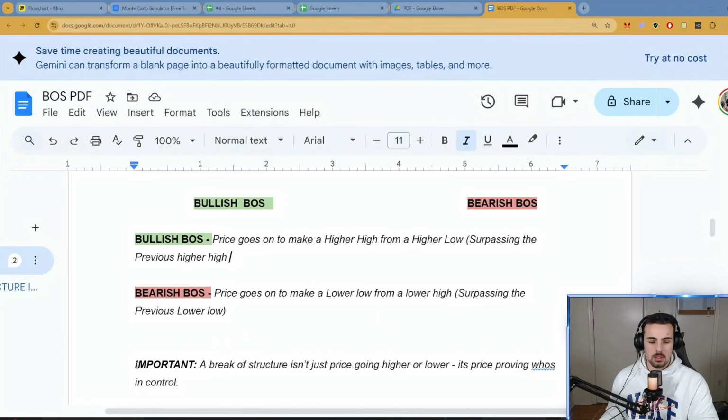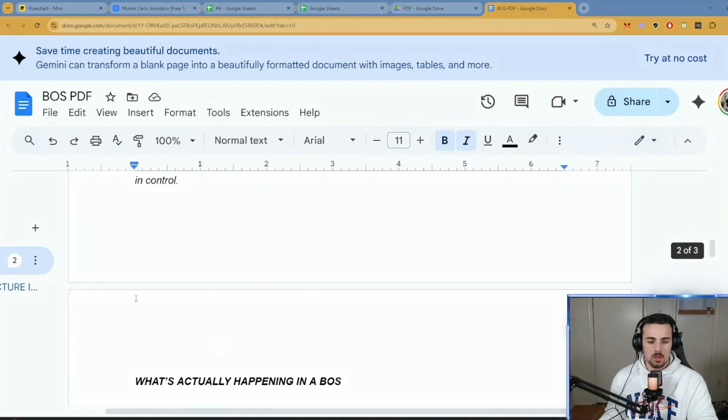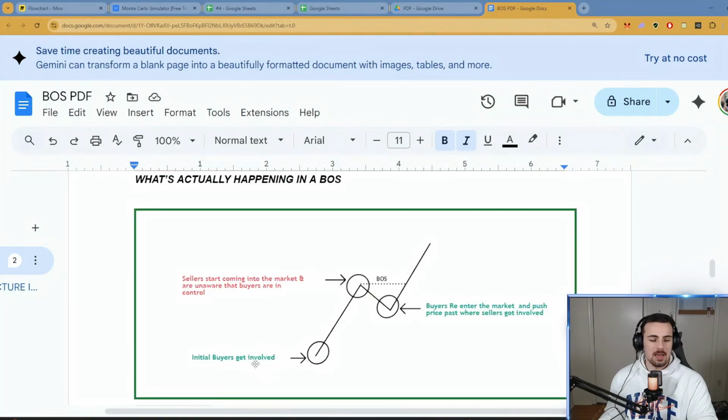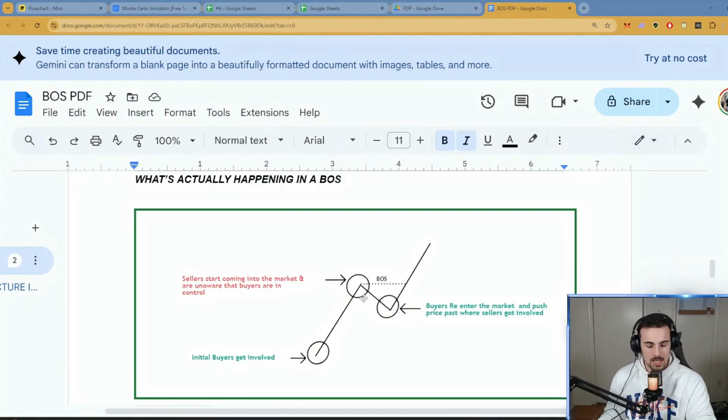Now, something important to know is a break of structure isn't just price moving higher. It is showing you who is in control of the market. So what's actually happening in a break of structure? Back to the bullish example, you have initial buyers getting involved here. The buyers push this market up to this higher high, and this is where sellers start coming into the market because they're unaware of the previous buyers that took this market higher. So sellers come in and they drag the market down.